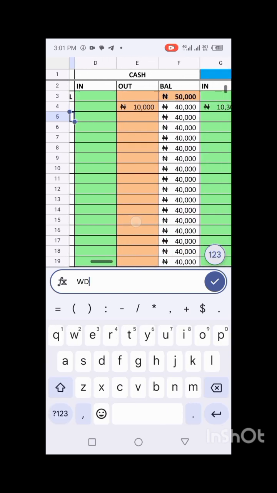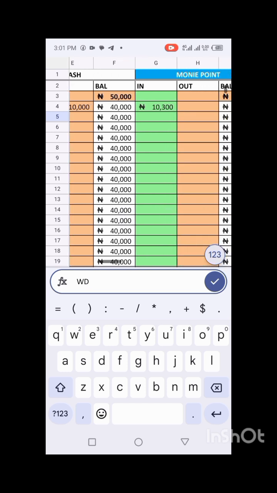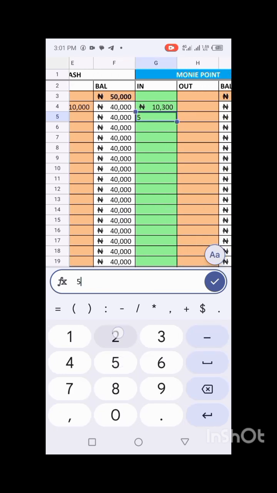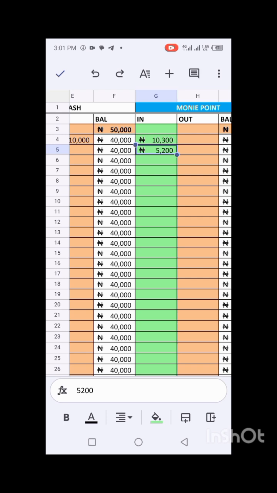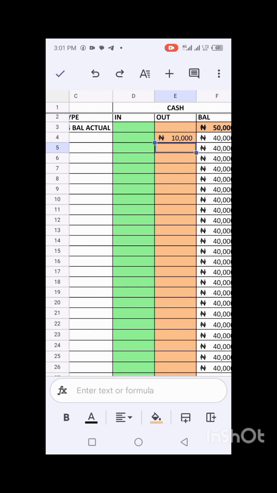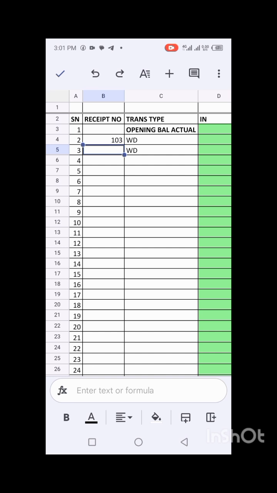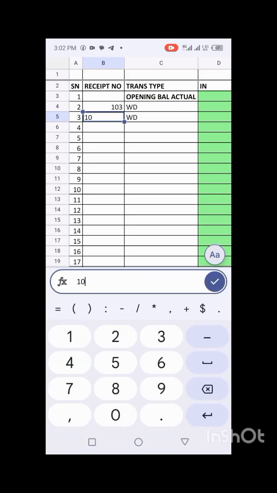And this time around, the person made a transfer, including the commission and bank charge, to your POS machine. The sum of 5,200 was transferred to your POS machine, and you're going to pay 5,000 naira as cash. That settles that. Okay. This can come out with receipt number 104. It's not compulsory to keep the receipt number anyway.